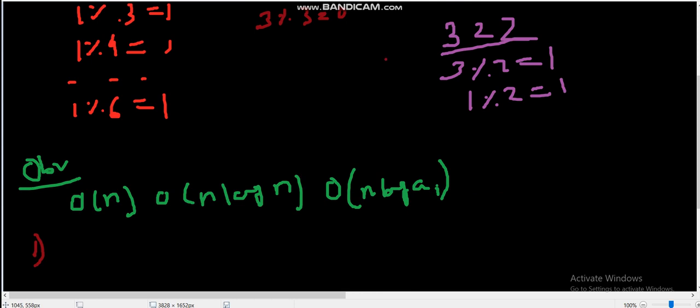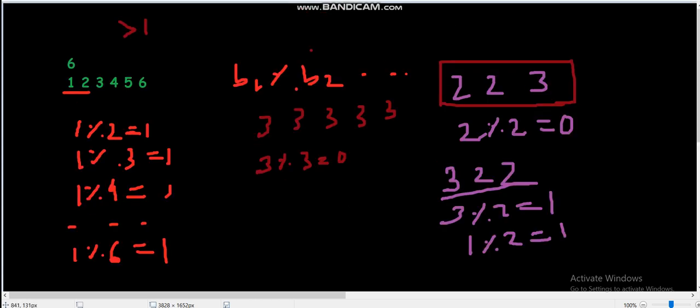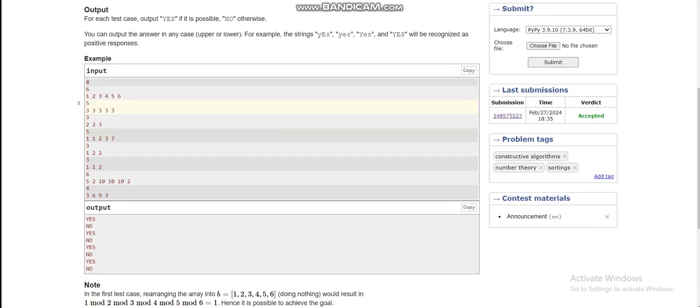Now we have to think in some different direction. So I thought in the direction of using GCD. GCD, because the GCD of all these elements is 1, so the answer is yes. Now you check the test cases. The GCD of all these elements is 1, answer is yes. Here the GCD of all these elements is 3, answer is no. Here the GCD of all elements is 1, answer is yes.